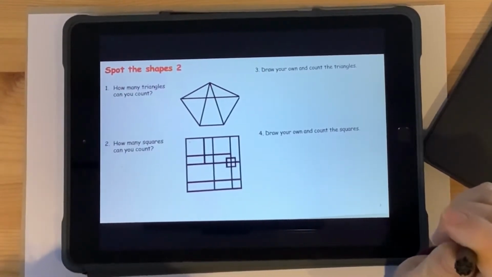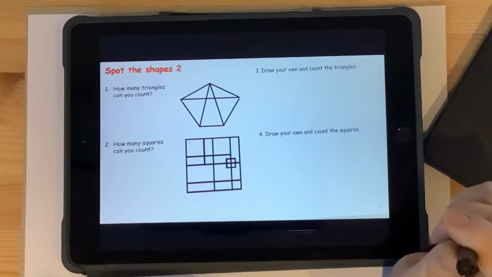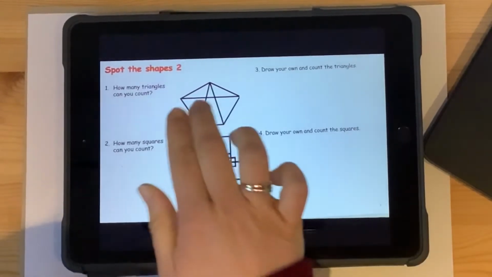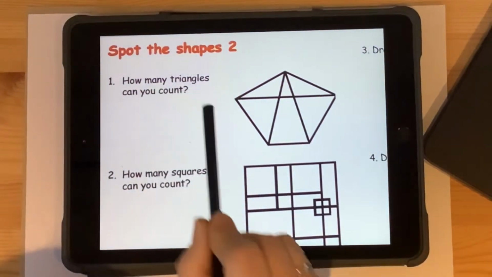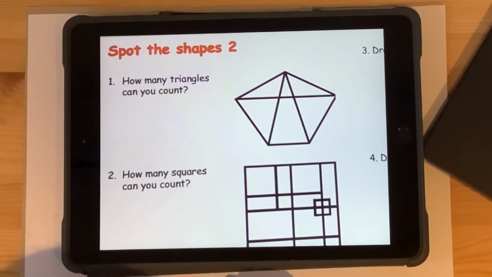So this is about spotting different shapes. I thought it would be a bit of fun and something a little bit different. So if we look at our first shape, it asks us for how many triangles we can count. In order to be able to do this, you've got to remind yourself of what a triangle is. So I'm going to pause for a second and give you the chance to remind yourself of what makes a triangle a triangle. So a triangle is a three-sided shape.